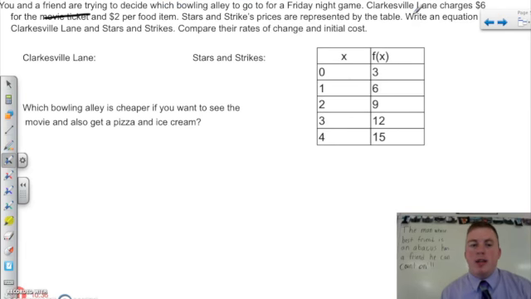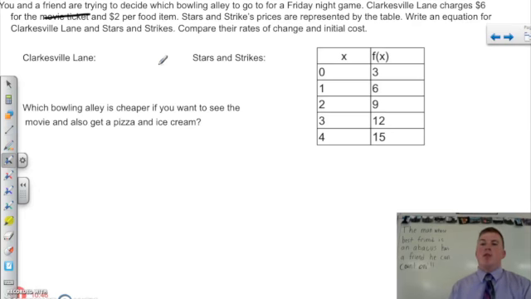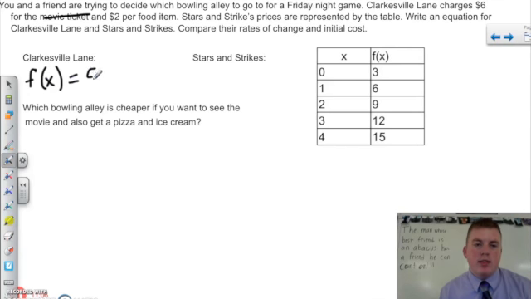We want to write an equation for Clarksville Lane and Stars and Strikes and compare their rate of change and initial cost. So for Clarksville Lane, I know that if I am bowling one game, I'm going to pay $6. So I know that f of x is going to cost me at least $6. I'm also going to pay $2 per food item. I'm not sure how many food items I'm buying, so I'm going to do 2x.